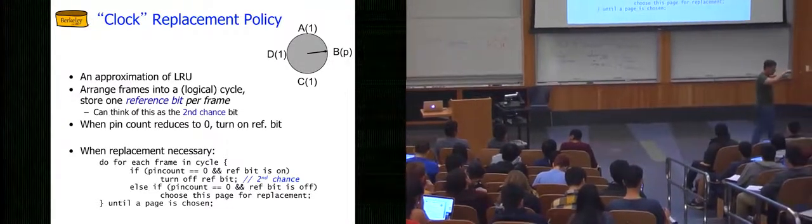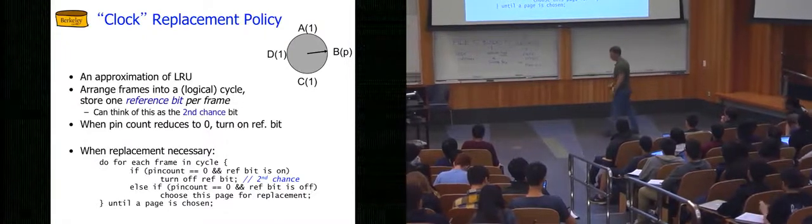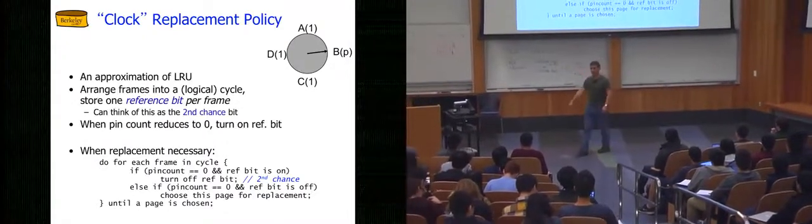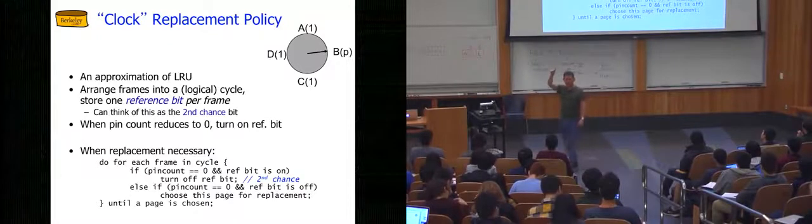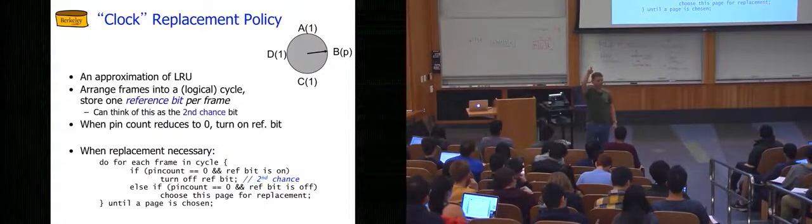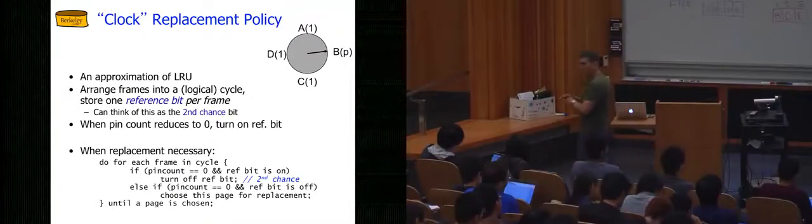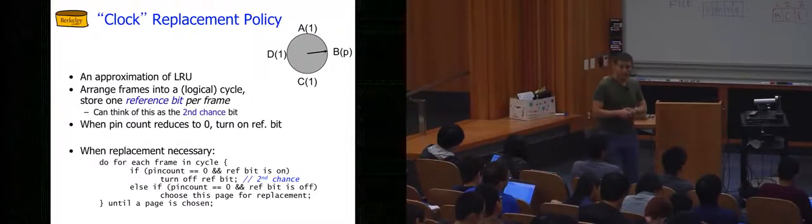So we're going to keep going around with this clock hand, checking these conditions until we find somebody with pin count 0 and reference bit off. In the worst case, we'll go all the way around, right? Well, worst case with some things with pin count 0. We'll go all the way around, turning everybody's reference bits off, and then we'll grab somebody. Okay? That's it. It's pretty simple. Okay?